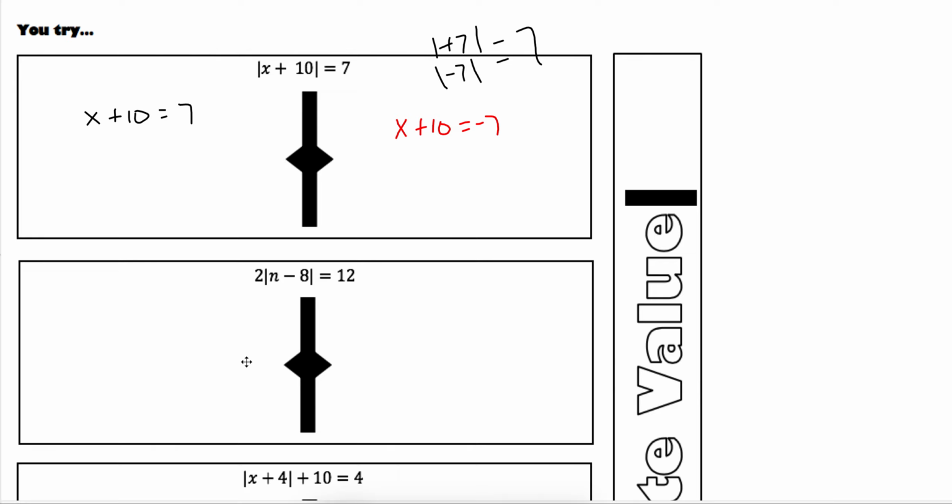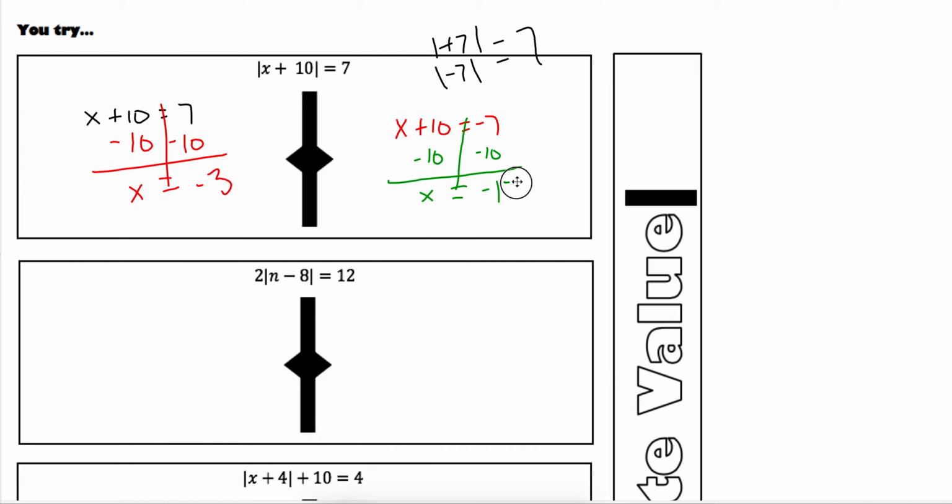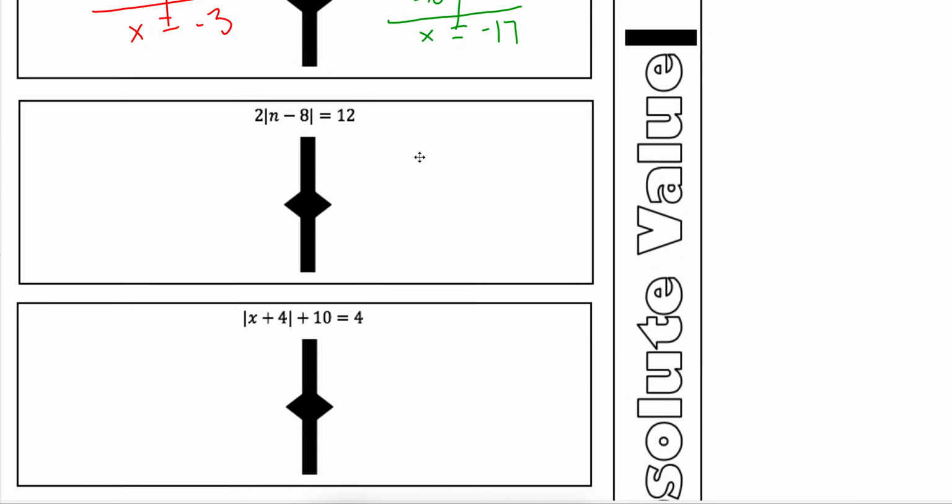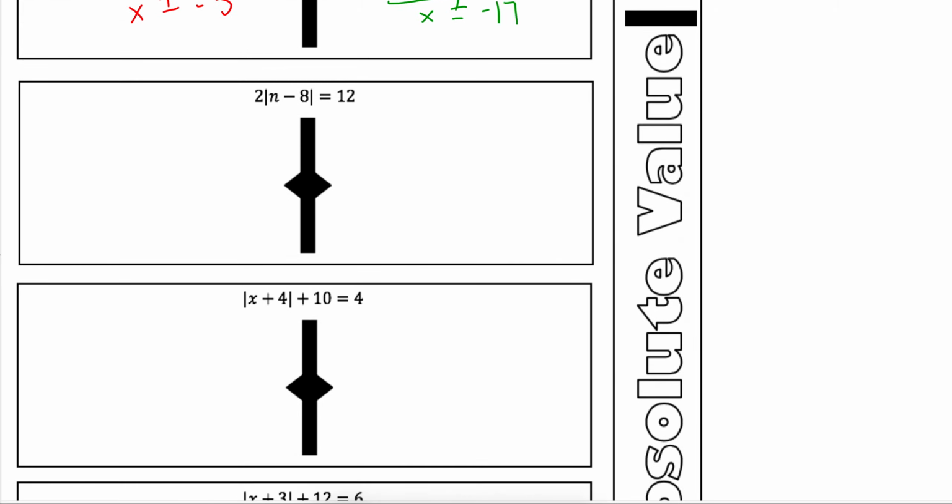Pause the video, go through a couple of these on your own. See if you can do it by yourself. We're going to subtract 10 from both sides. We get x is the same as 7 minus 10, which is -3. Over here, we're going to subtract 10 from both sides. x is the same as -17. Awesome job.